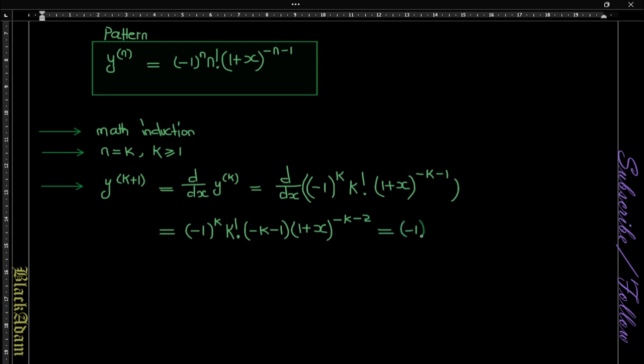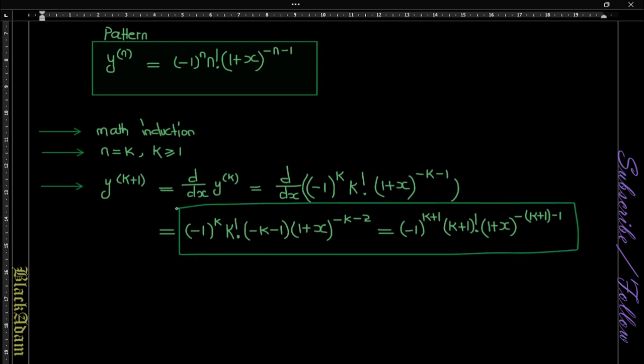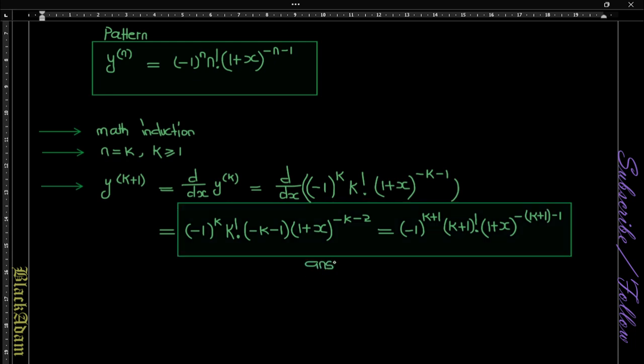Okay, so let's see. That should give us the value of negative 1 to the power k plus 1 times (k plus 1) factorial, and that will mean 1 plus x, so we're taking the original k and just adding 1, to the power negative (k plus 1) negative 1. So it gives exactly the same value, so it's proved to be correct. So our equation is correct, so the nth derivative is correct.